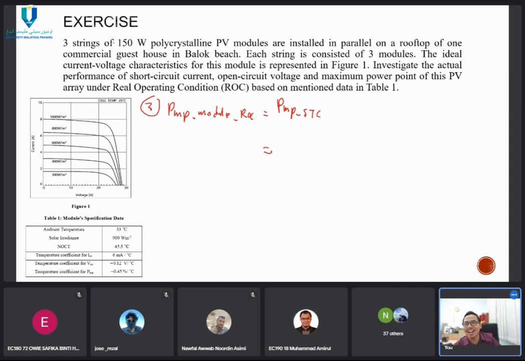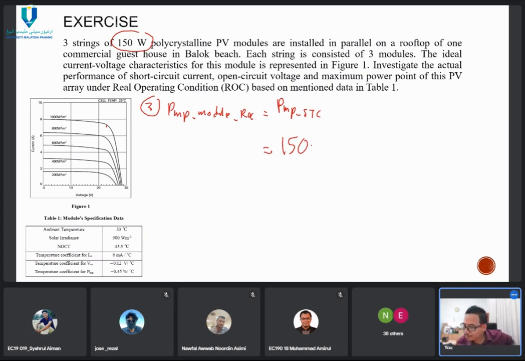Dekat soalan depan ni. Sebenarnya, if you look at the relevance of the table, it's not relevant actually, because it's 8 something, current 7 point something, voltage maybe 25. If you calculate properly, 150 is not relevant, but just a question for the sake of question. So 150 watt is the PMP STC. So what's next?